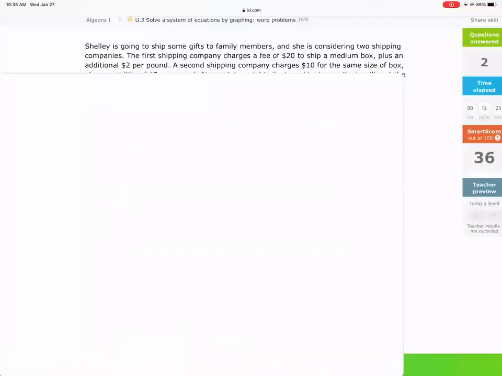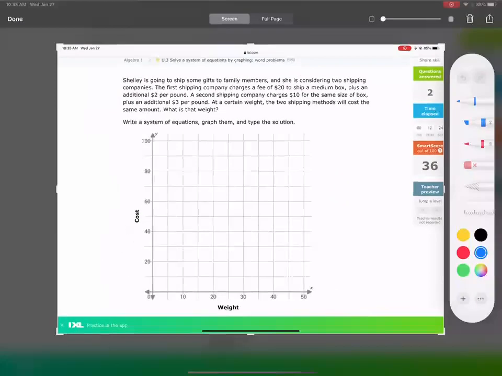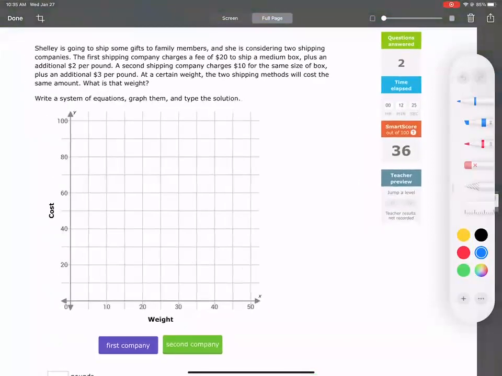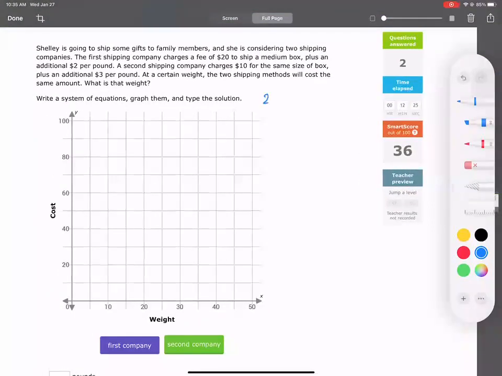Shelly is going to ship some gifts to family members, and she is considering 2 shipping companies. The first shipping company charges a fee of $20 to ship a medium box, so $20 for a medium box, plus $2 per pound. And this is our total cost.